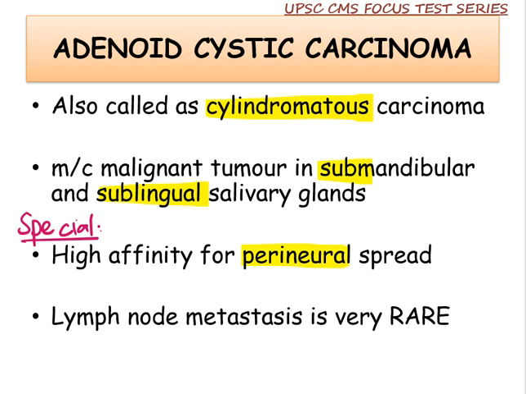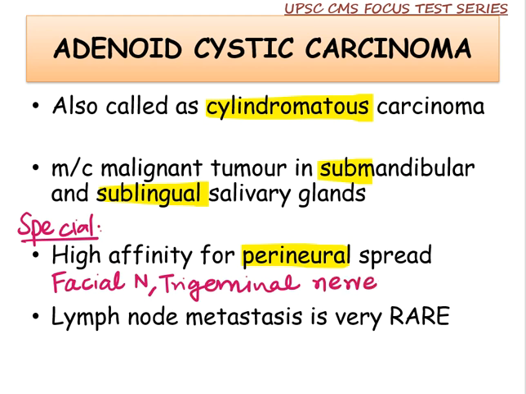As you may be expecting, it is the facial nerve which is affected, but it is not only the facial nerve which is affected, it also involves the mandibular and the maxillary divisions of the trigeminal nerve. This is something which is very, very important. Maxillary and mandibular divisions of the trigeminal nerve are also affected in adenoid cystic carcinoma.